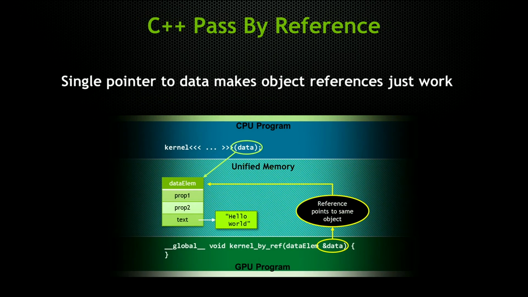So now we can define a kernel that takes a reference parameter. And this is actually new in CUDA 6. Before CUDA 6, we didn't allow reference parameters to kernel functions. We can define a kernel that has a reference parameter, and then we can call this kernel with pass by reference to the data structure that we allocated in unified memory. And since the GPU and CPU can both access that data from a single pointer, it just works.